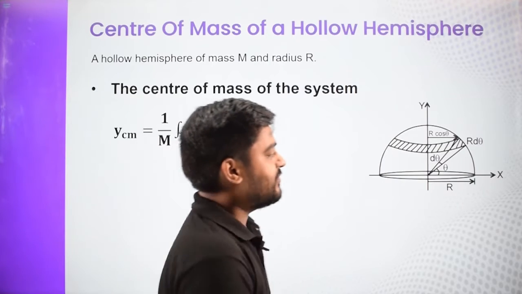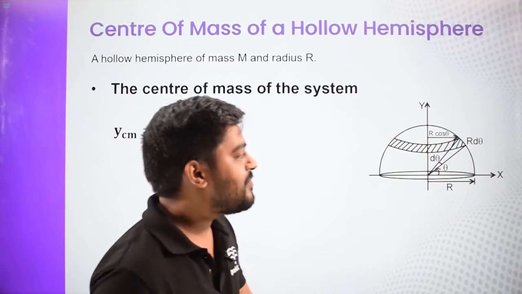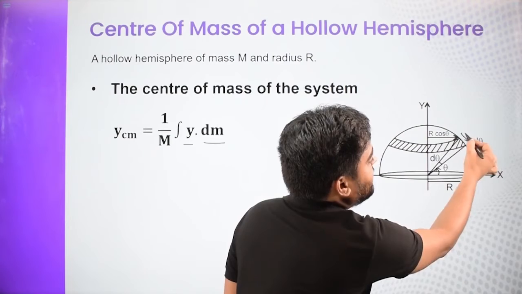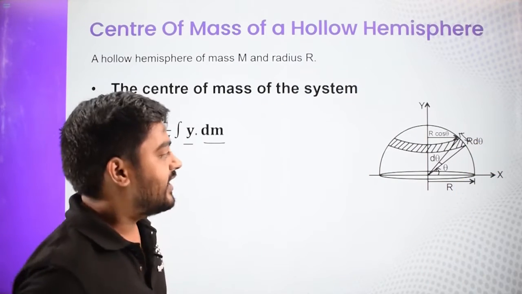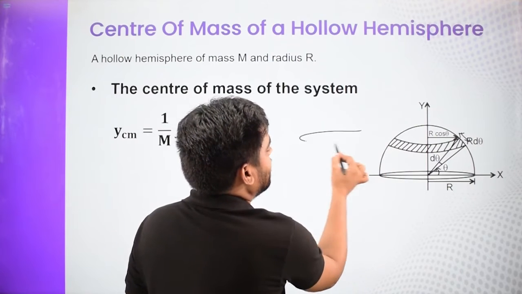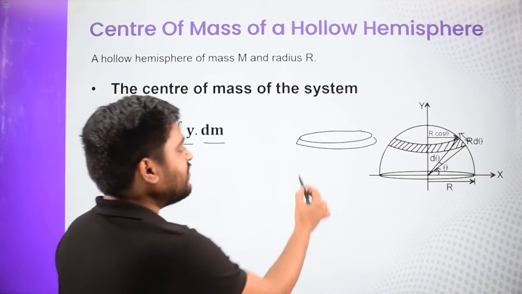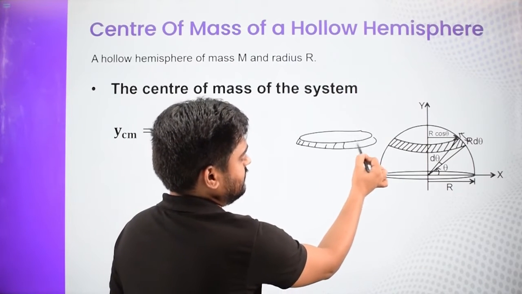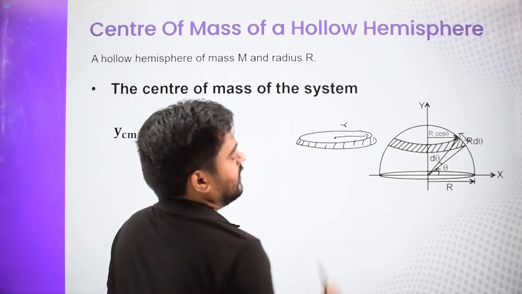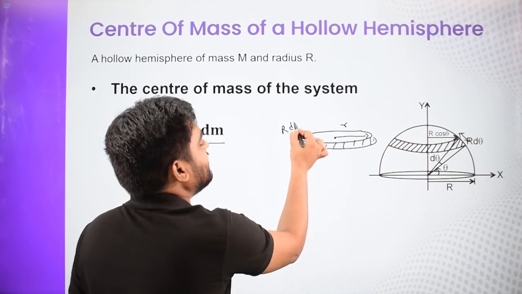So what is dm? Here I am going at an angle theta, and I am considering an element, which is basically of width r d theta, right? And then I am going to cut it like this. So what do you get? You get a ring like this. And what about this ring? Let us say it has a radius small r. And the width of the ring is nothing but r d theta.